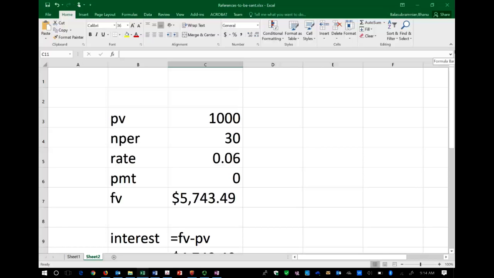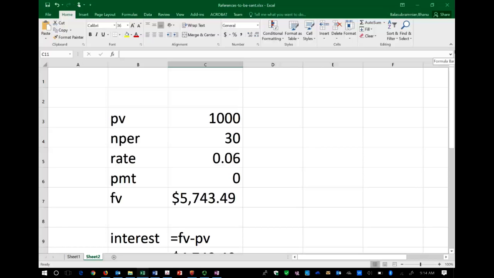Or I can ask you this question: you deposit $1,000 today and after a certain period you receive $5,743.49 at the rate of 6%. Now, how long do you have to wait to receive this amount? Can I ask you that question? Absolutely, right? So given the other 4, you can calculate the 5th one.